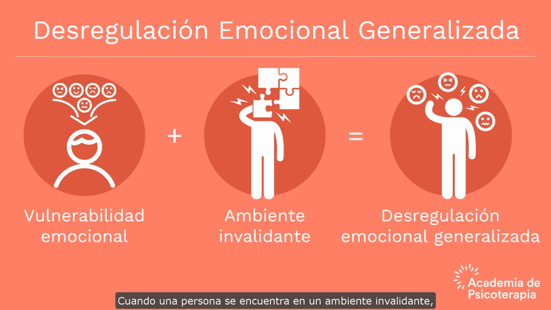When a person is in an invalidating environment, it's almost like being born gluten intolerant and being born into a family of bakers. That would be a very difficult situation to be in. The person could not help that they were gluten intolerant or gluten sensitive. The bakers, they're not abusive, and there's no problem with being a family of bakers, but the problem comes in the combination of the two.